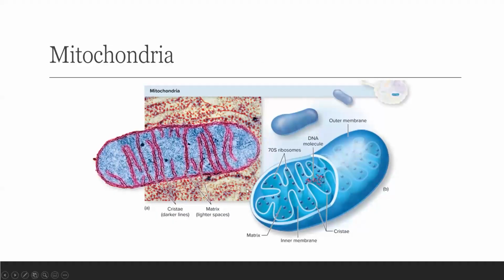Okay, so some more pictures here. We have our cristae shown here in pink, where we would see the electron transport chain. We have the matrix in between in light blue. We have our 70S ribosomes. It has its own genome. That's another reason people have floated the idea of the endosymbiotic theory, though it has a very, very minimal amount of DNA.